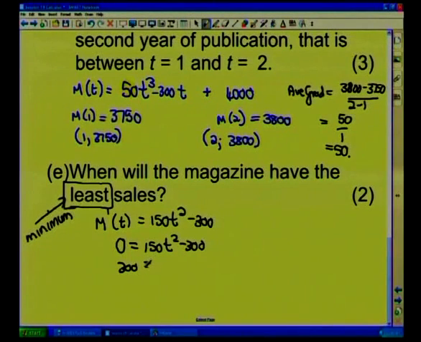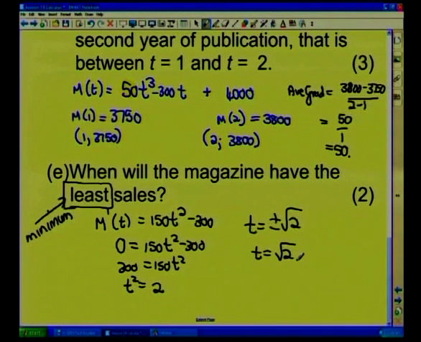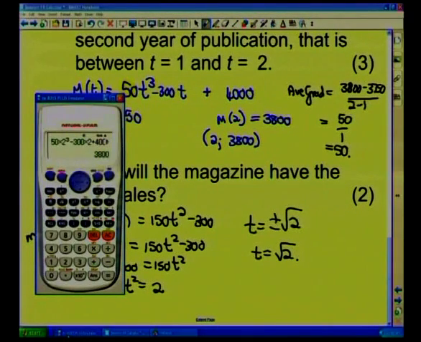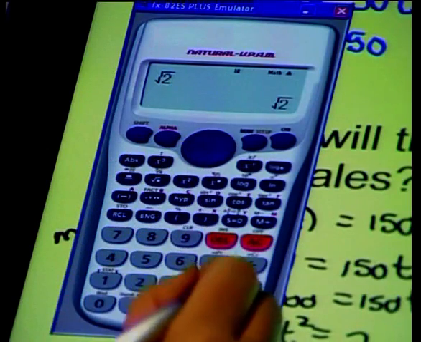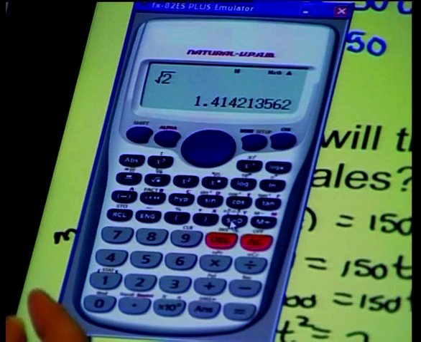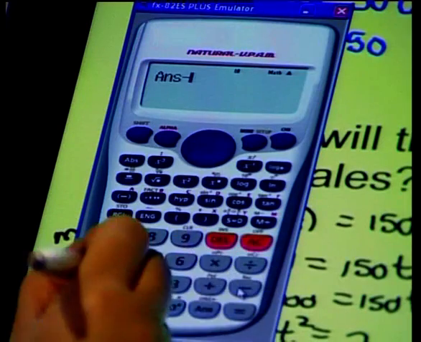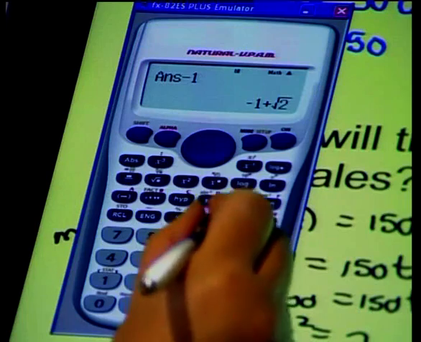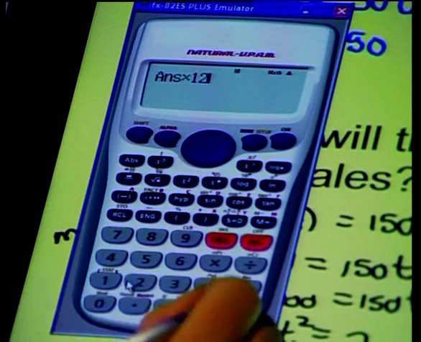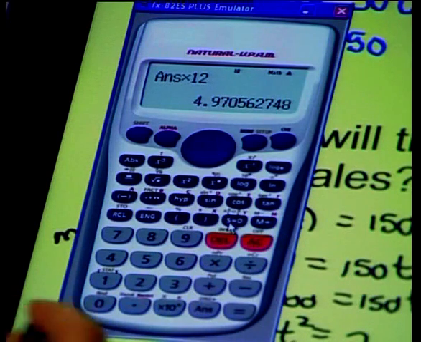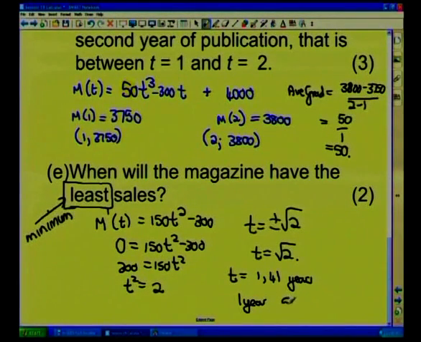So 300 equals 150t squared, which means t squared is equal to 2, which means t is plus or minus root 2, which means obviously, because t is time, it can't be negative, it's going to be root 2. Let's quickly look on the calculator what that would be. The root of 2, and we take it to decimal, 1.4. So we could go 1.41 years, but it would make more sense to convert it. So we'd subtract the year, we find we get that decimal, and we multiply that by 12 to find out how many months. And again, to decimals, it looks like 5 months, so it's 1 year, 5 months.